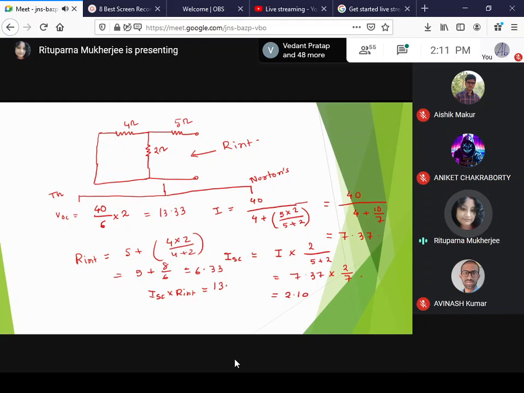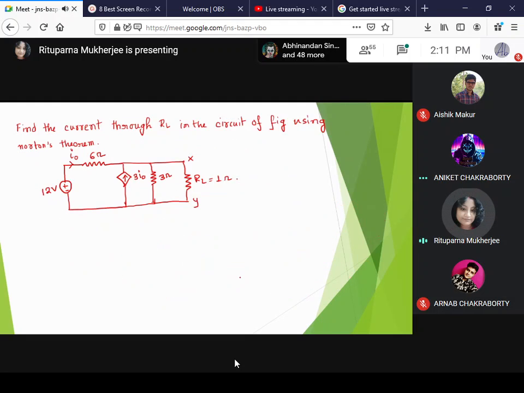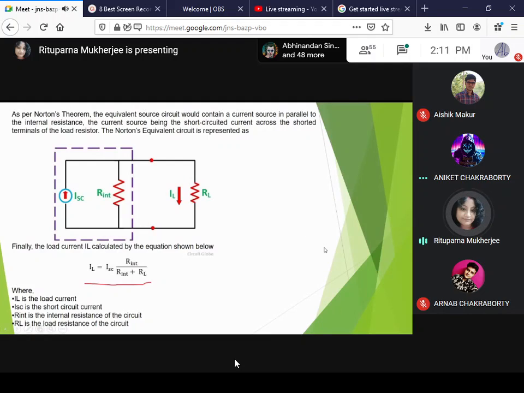So can you understand now what is the relationship between these two, VOC and ISC? Yes, that is VOC. So basically, VOC is ISC into RTH. Okay, that is the relation. When we consider this one, this is Norton's equivalent circuit, and in case of Thevenin's equivalent circuit, VOC is in series with Rin, and then RL is connected.